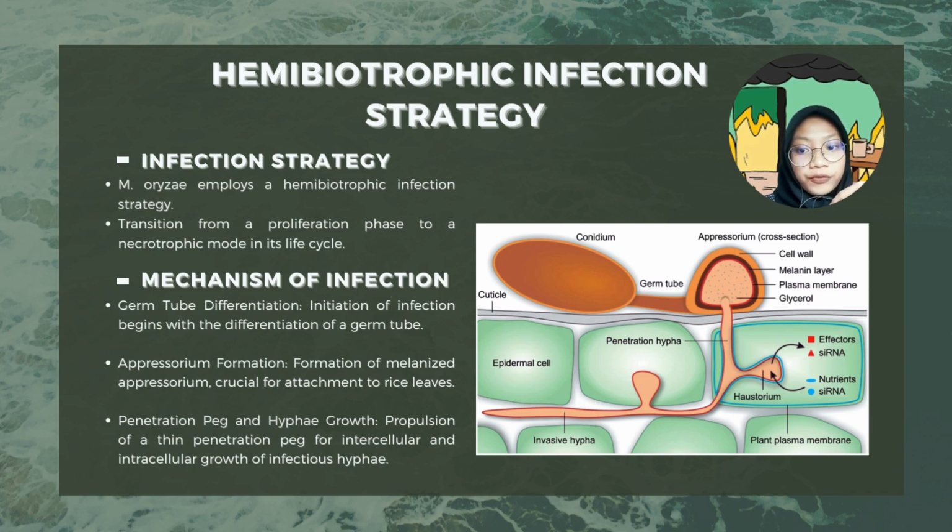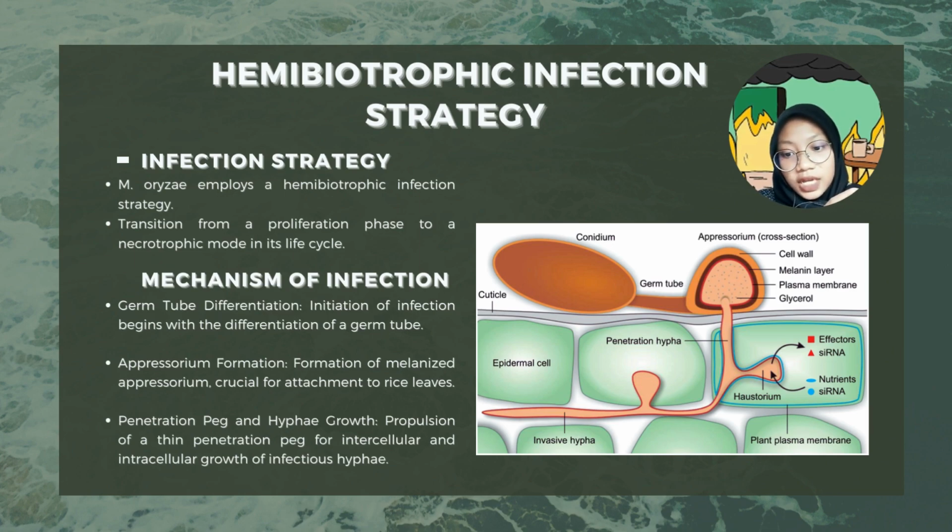It all kicks off with germ tube differentiation, where a special germ tube forms, getting the fungus ready for its host interaction. Moving forward, we hit the critical stage of appressorium formation. So M. oryzae crafts a powerful melanized appressorium. Basically, it's an anchor to stick onto a rice leaf. But this structure is not just about holding on, it's the powerhouse for the next penetration stage.